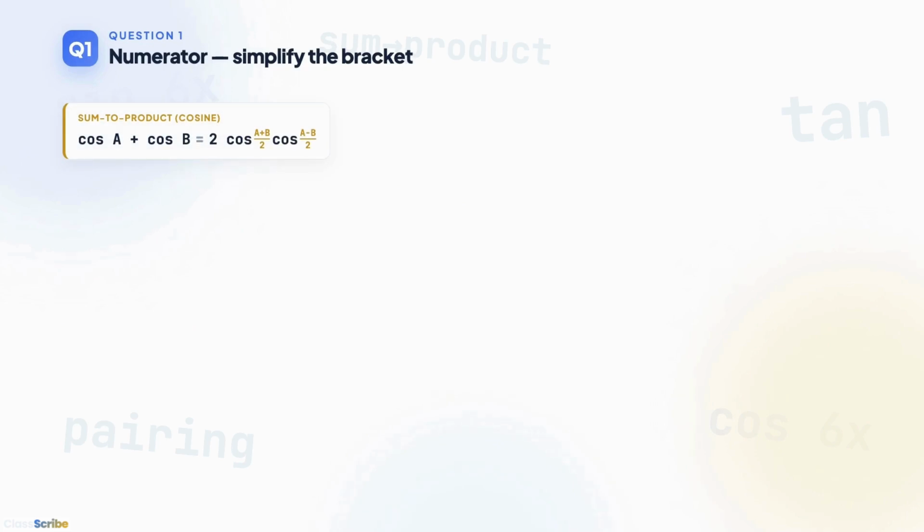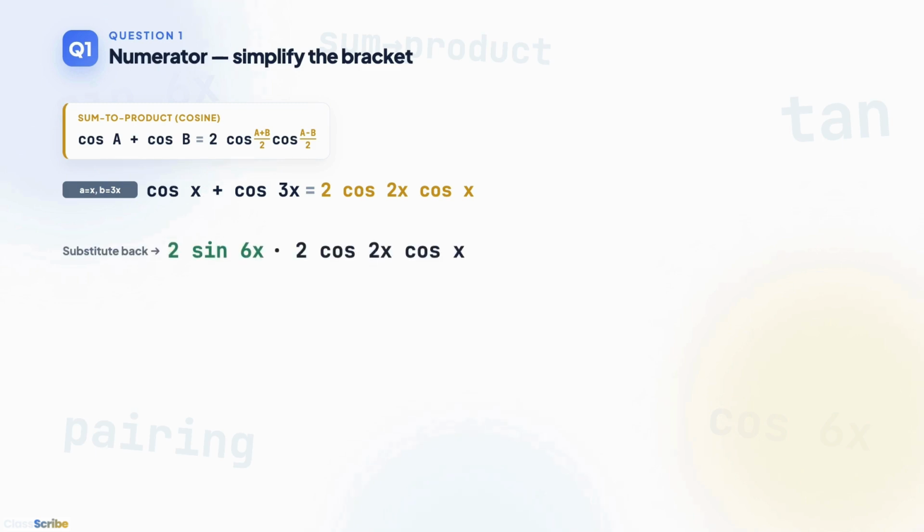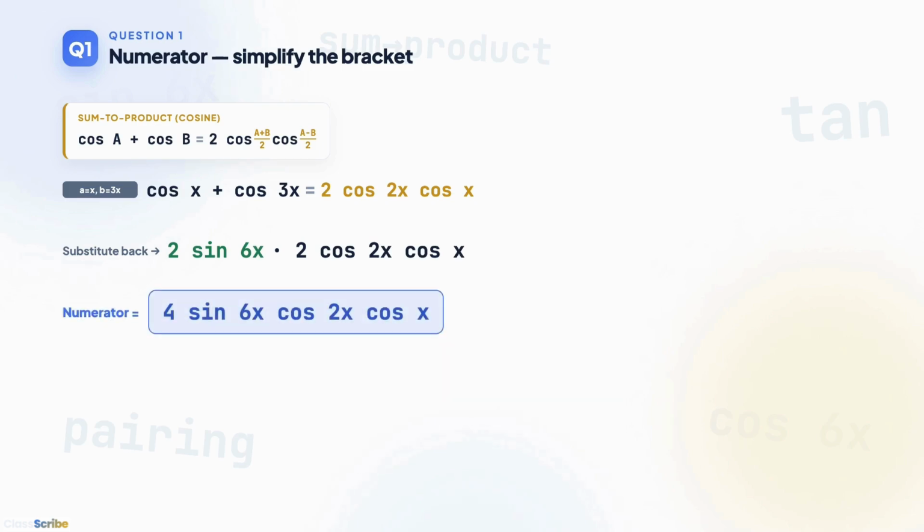Now simplify the remaining bracket using another identity. Cos a plus cos b equals 2 cos (a plus b) by 2 cos (a minus b) by 2. Substituting a as x and b as 3x, we get 2 cos 2x cos x. Hence, the numerator becomes 4 sine 6x cos 2x cos x.